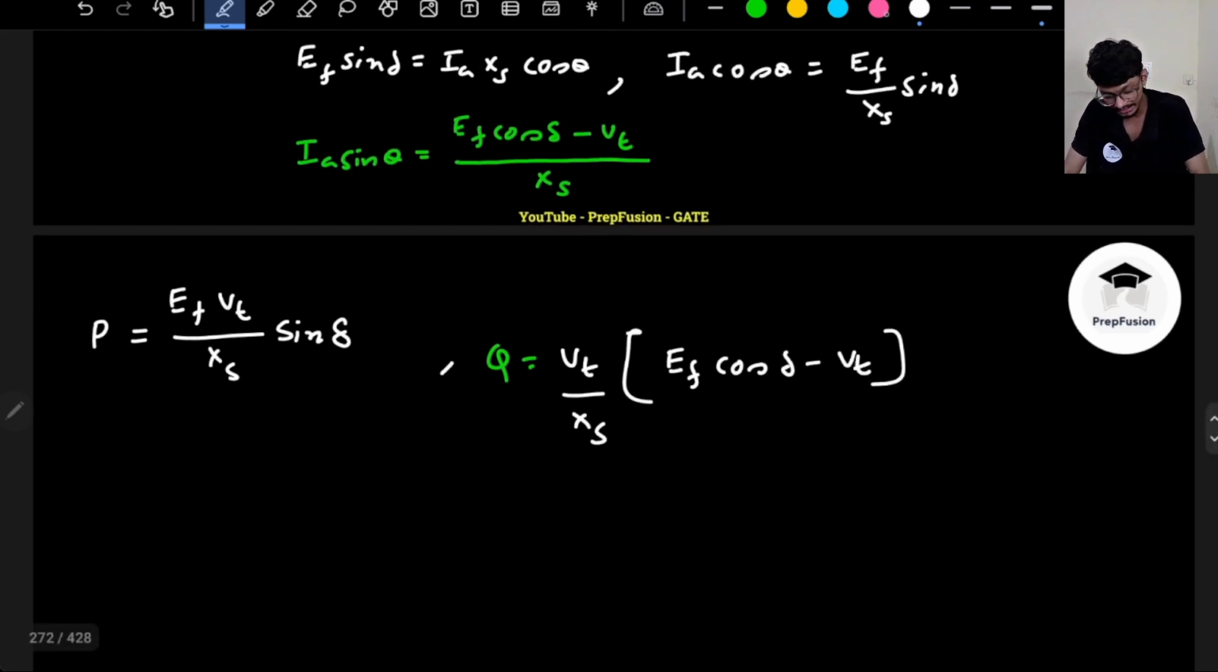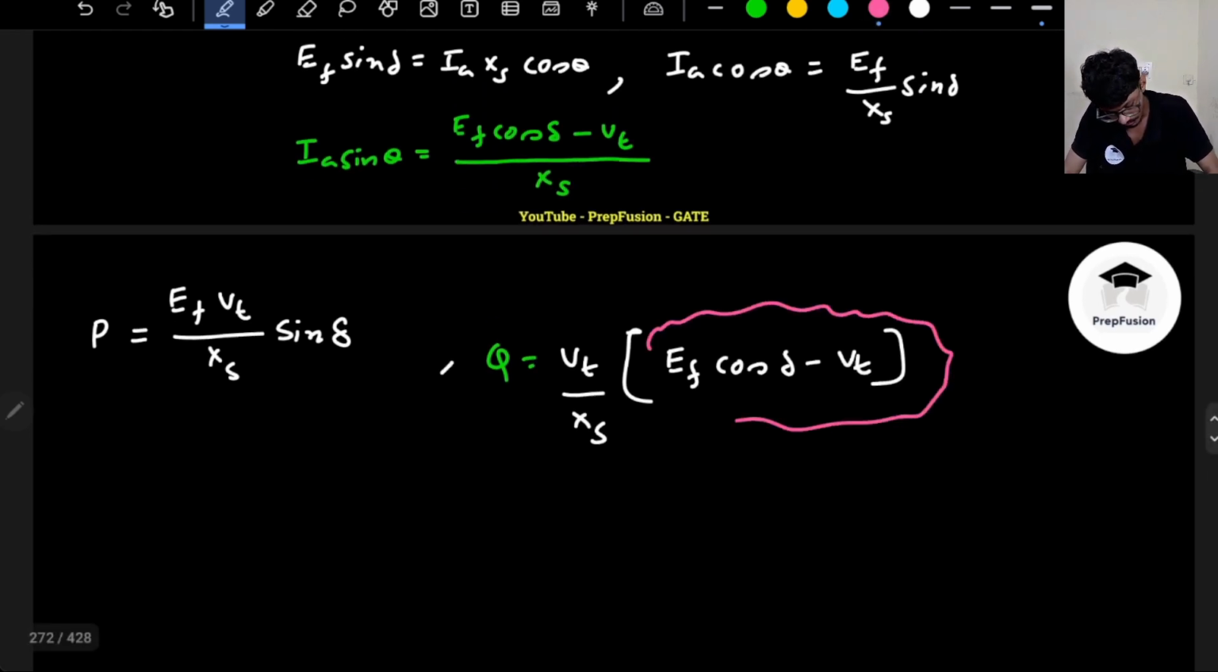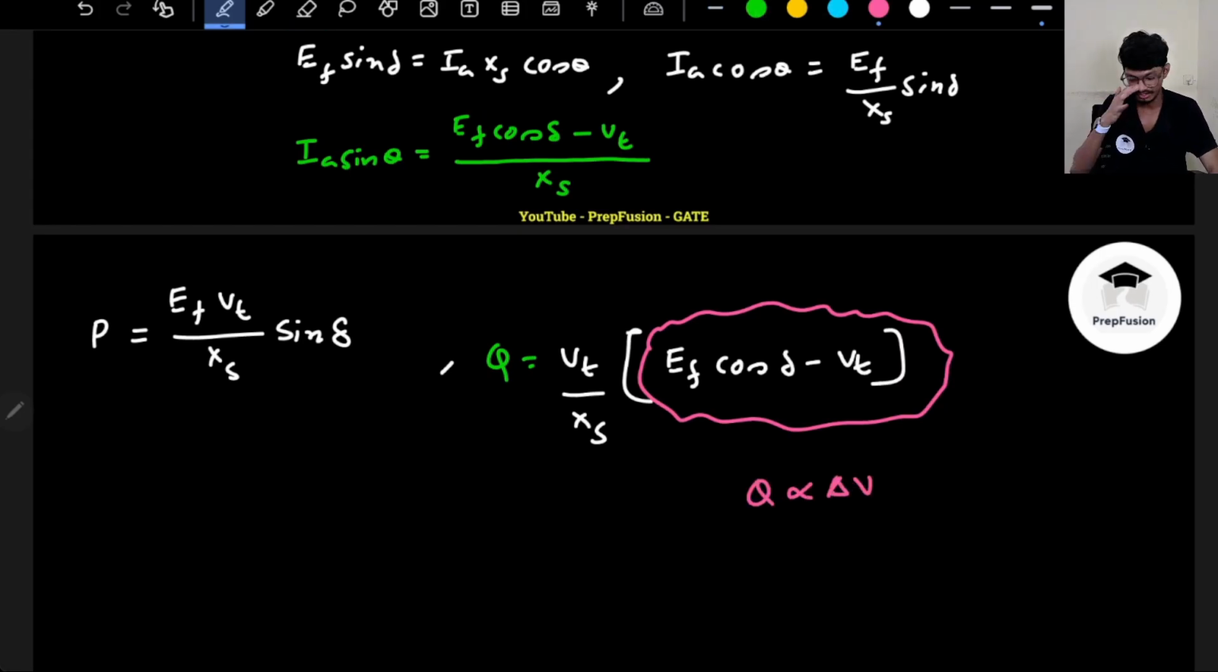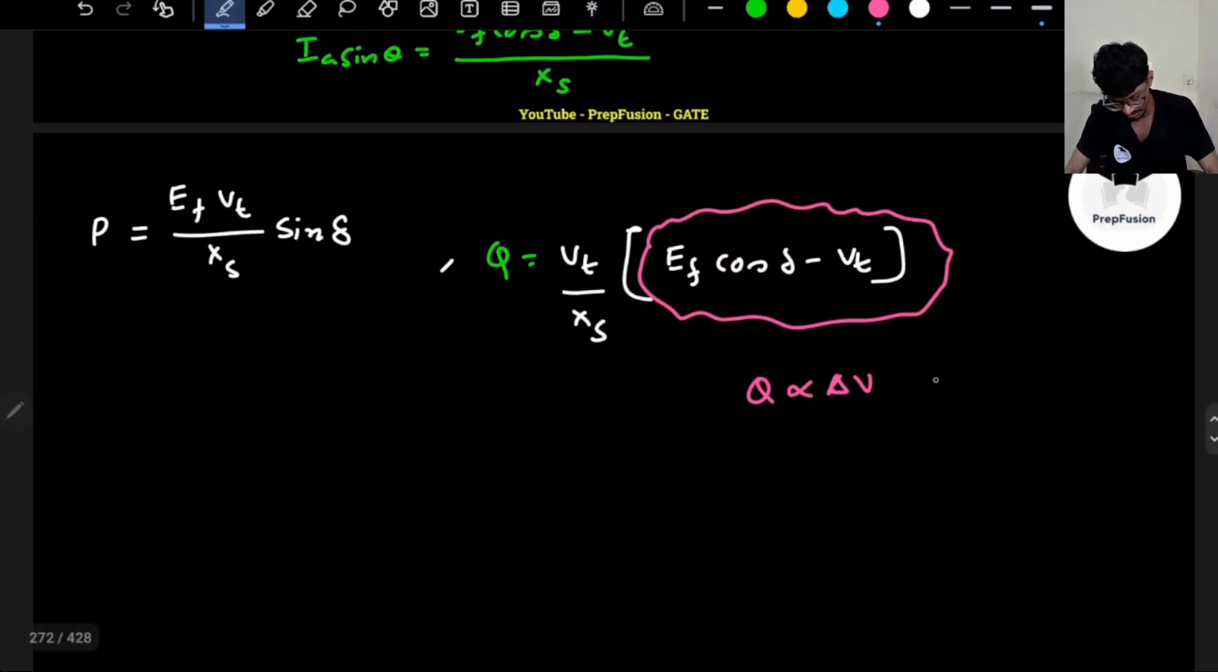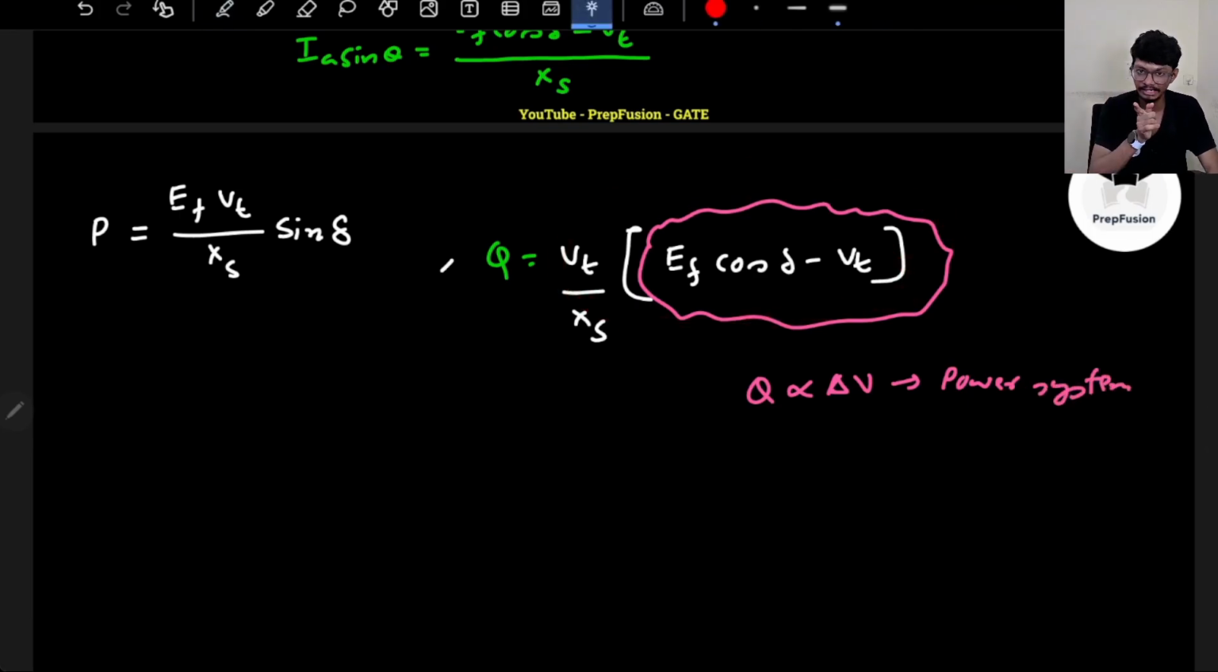Now this is actually a very important term. It is basically telling me that my reactive power is proportional to the voltage difference, roughly. If delta is very small, it is roughly equal to the voltage difference in the line. This will be used in power systems. So from this we can understand that your reactive power is proportional to the voltage difference across the line.